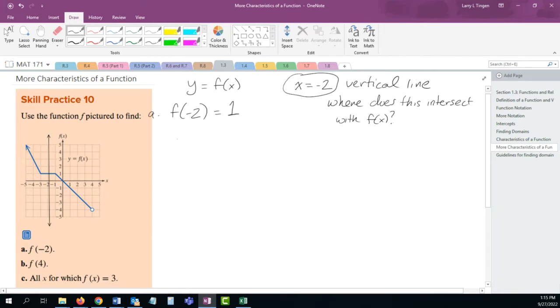So let's take that idea and move along to part B. And again, like I said, if that doesn't make sense, ignore it. Ignore everything I'm saying right now. So f at 4, I'm going to come over here to when x is 4. I'm getting bounced around. So let's do it again.